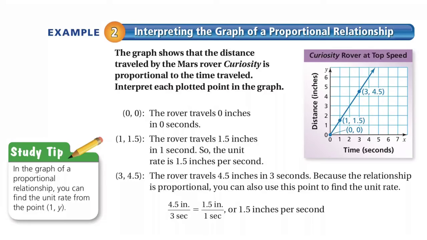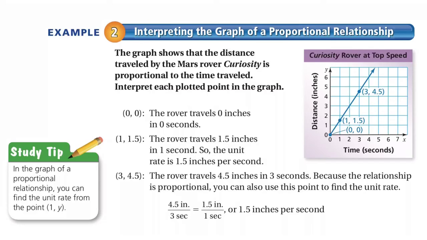Okay, so the second number in the ordered pair is the y coordinate. We say that one first, and we say it with the y units. So 4.5 inches over the x coordinate, in this case 3, along with the x units. So it's 4.5 inches over 3 seconds.